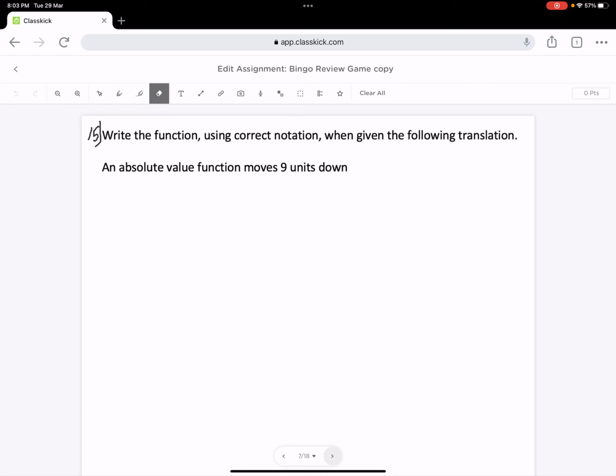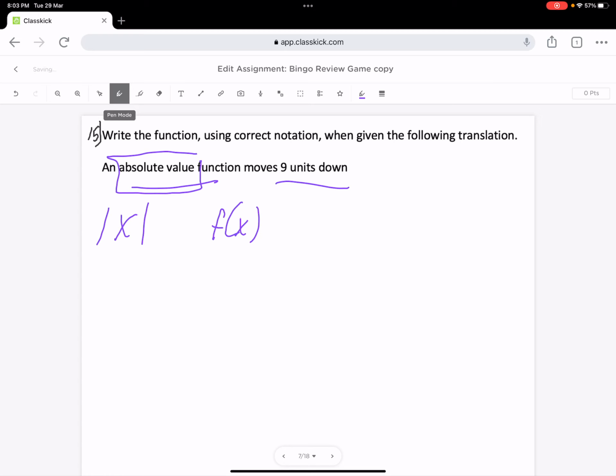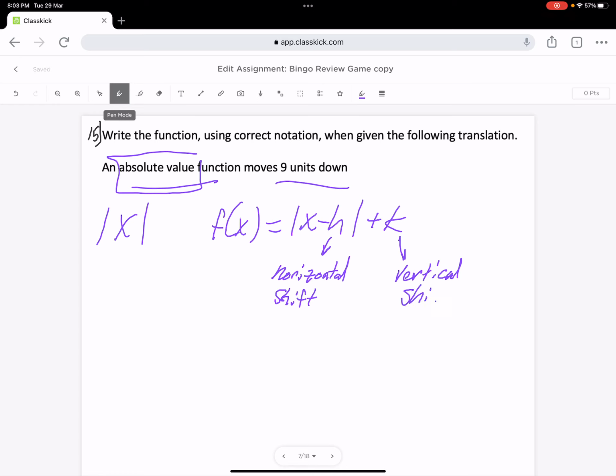All right, write the function using correct notation when given the following translation. An absolute value function moves 9 units down. So once again, we see that it's the absolute value function, so I know it's going to be the absolute value of x. We learned that f of x for absolute value follows the same exact rules: it's the absolute value of x minus h plus k, where h is our horizontal shift, just like it was with our quadratics, and k is our vertical shift, just like it was with our quadratics.